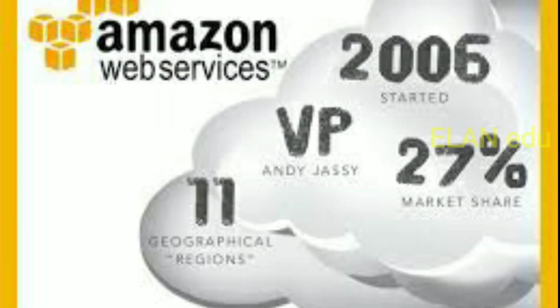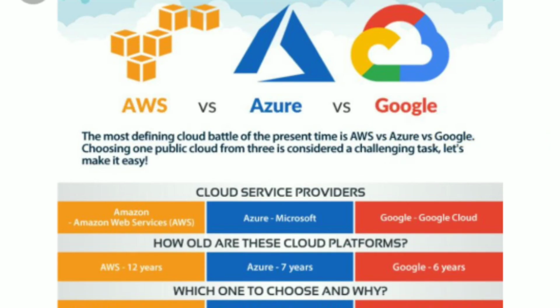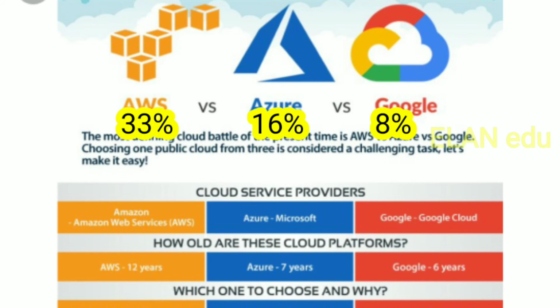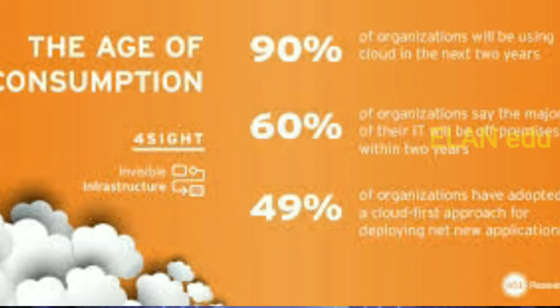In the year 2006, Amazon Web Services was launched with EC2, that is Elastic Compute Cloud, a web service that provides reliable compute capacity in the cloud. In October 2019, Google announced quantum supremacy, but Amazon Web Services, AWS, has launched quantum computing as a service for research purposes. AWS has 33% of cloud computing usage, whereas Microsoft Azure has 16% and Google Drive has 8%.